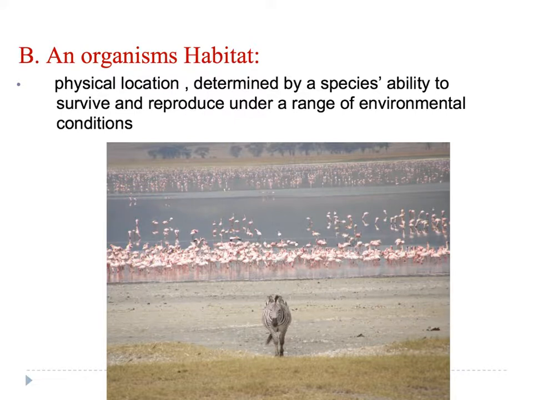As opposed to a niche, the habitat of an organism is a lot simpler of a concept. Habitat is just the physical location, which is determined by a species' ability to survive and reproduce under a range of environmental conditions. So where is the home that this organism lives?